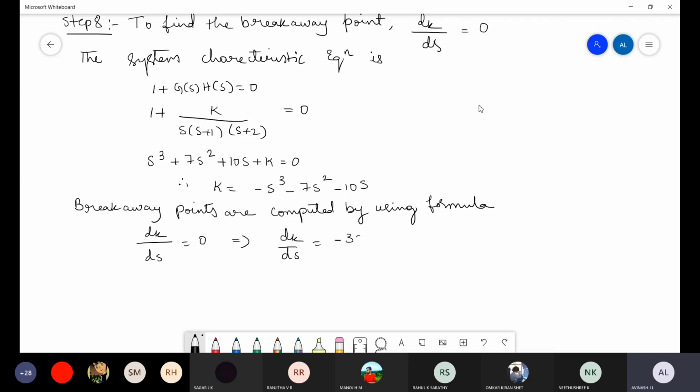S cube, if you differentiate, it will become what? 3s square minus 7s square, if you differentiate, it will become 14s, I guess. So later, or minus 10 it will come. Okay, and that should be equal to what? 0. So I can say that therefore 3s square plus 14s plus 10 equal to 0, because the negative sign I can take common and shift to the other side. So you will get 3s square plus 14s plus 10 equal to 0.